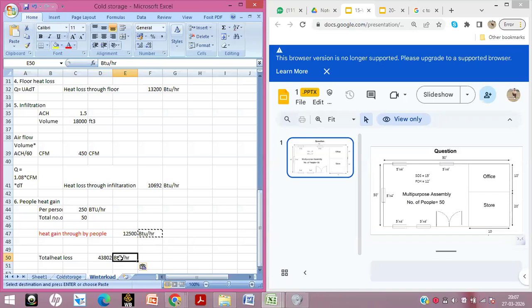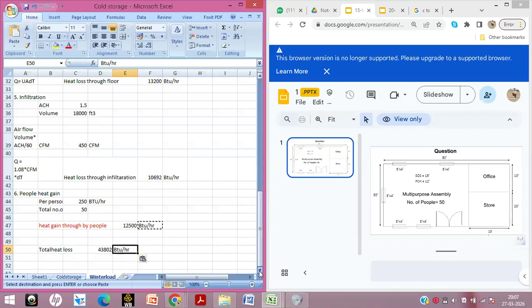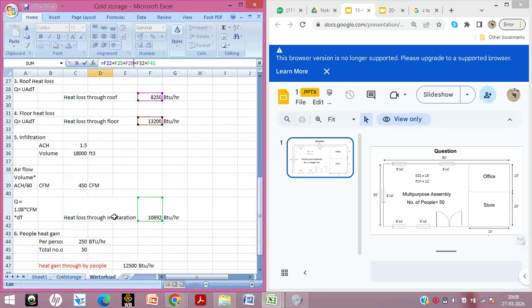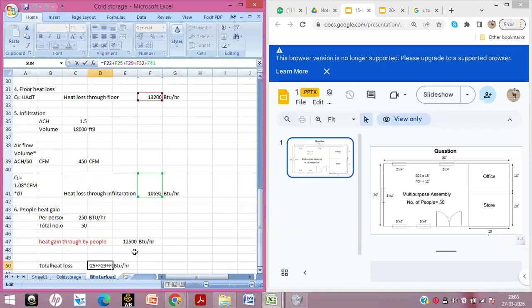Sir, I think heat gain by people also needs to be added. Sorry, the point six will have to be added with this, I think. If we didn't already add it. Oh, you already added it. You can see here, heat flow through infiltration also we added. No, point six, number six, heat gain by people.